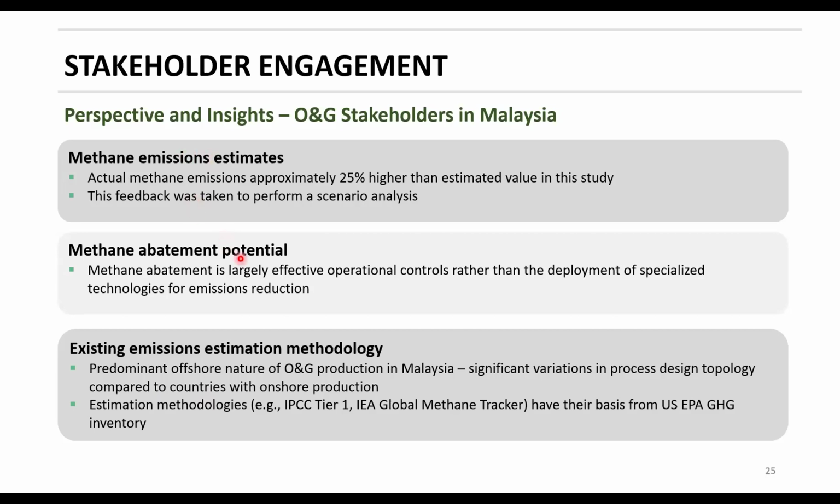Apart from that, methane abatement is largely about effective operational controls rather than deployment of specialized technology. This is also another point. And when you look at the existing emissions estimation methodology, this is the thing I alluded to earlier, most of the production in Malaysia is predominantly offshore in nature. But if you look at previous estimations, like from the IEA and the IPCC, they assume there is an equivalent amount of onshore production, which is not really the topology in Malaysia at the present time.